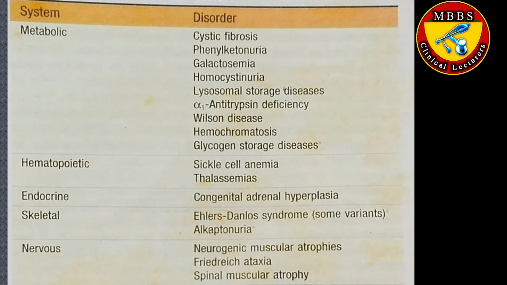Now this is again the table from your Robbins. Please learn the disorders. The most important are cystic fibrosis, alpha-1 antitrypsin deficiency, Wilson disease, and glycogen storage diseases. You should know their names. Then, very important, sickle cell anemia and thalassemia are autosomal recessive disorders. Then neurogenic muscular atrophies, Friedreich's ataxia, spinal muscular atrophy, and Ehlers-Danlos syndrome, some variants. Usually it is musculoskeletal and autosomal dominant, but some variants do show autosomal recessive inheritance.